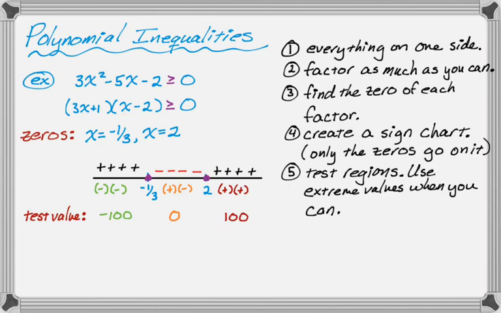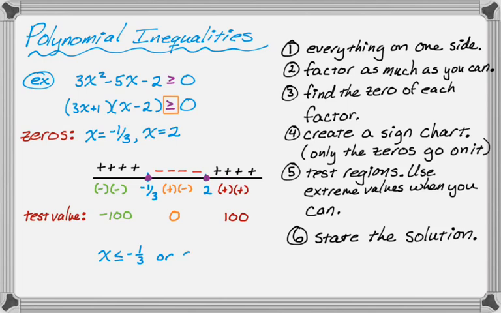The last thing we need to do is state the solution. So we were looking for where the product on the left-hand side is greater than or equal to 0. Looking at our sign chart, we can see where the product is greater than or equal to 0, and that's going to be when x is less than or equal to negative 1/3, or. It's really important to use "or" there and not the word "and," because "and" means that both things would be true, and it's not possible to find a number that satisfies both of the things we're going to write. So I'm saying or x is greater than or equal to 2.